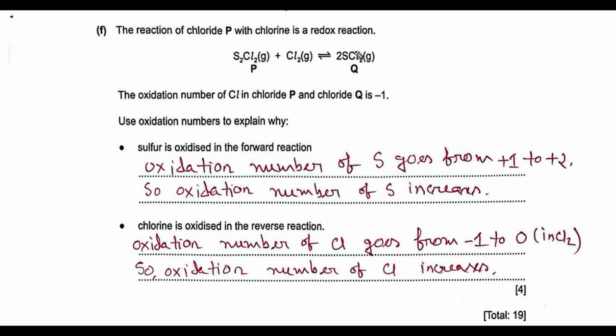And you see chlorine here -1, here 0, in the reverse reaction, right to left. So the oxidation number of chlorine goes from -1 to 0. So the oxidation number of chlorine increases. That's why in the reverse reaction chlorine is oxidized.